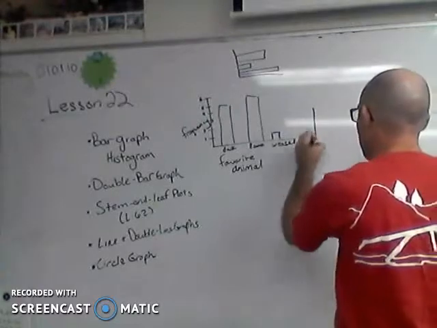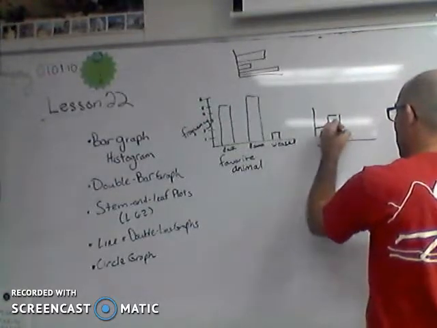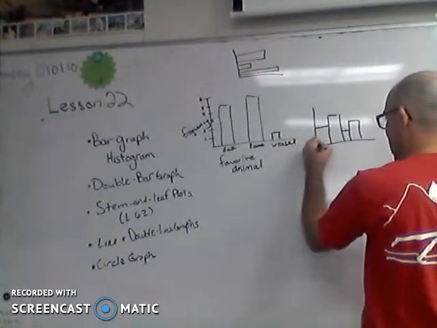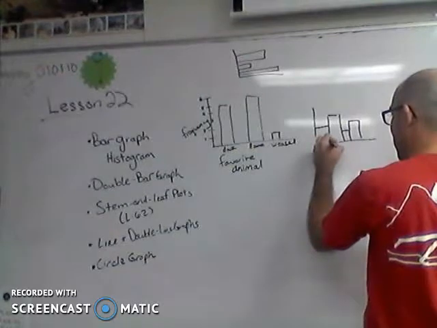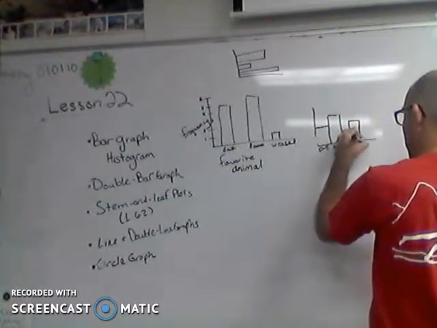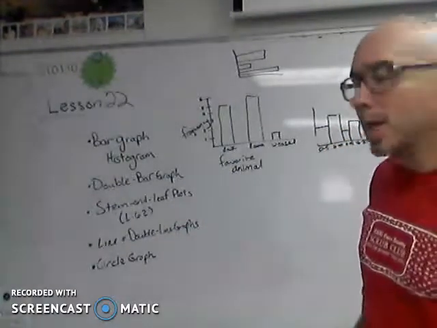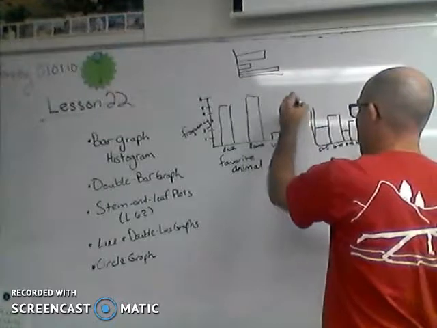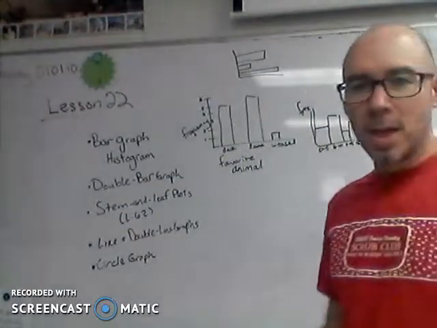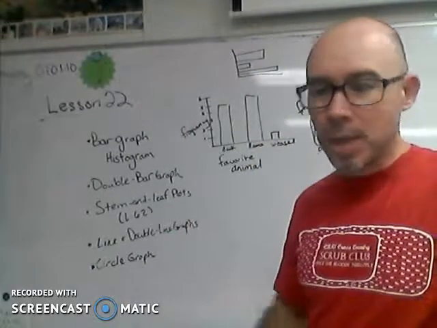Histograms have no gaps between them, and they have equal intervals. And so a true histogram will look something more like this. This one will be from 0 to 5. This one will be 6 to 10, 11 to 15, 16 to 20. You've got equal intervals on this side, and you're still measuring the frequency on this side. So maybe that, and your calculator can do histograms, but that'll come later.